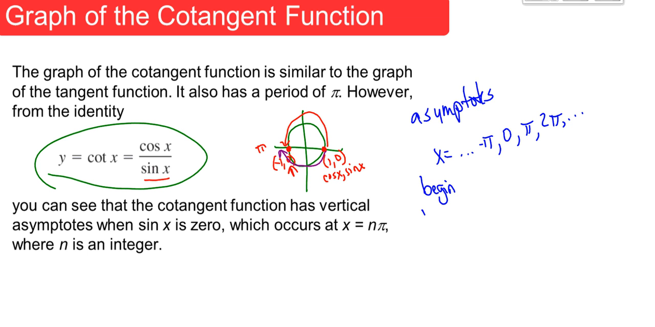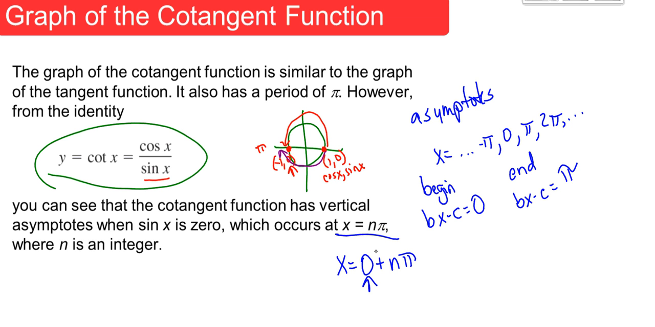And so the beginning is going to be when bx minus c equals 0. And that is also going to have asymptotes at the beginning and the end. And the end is going to be when that bx minus c is equal to pi. Because the asymptotes are going to be at x equals n pi. Sometimes I like to think of that as x equals 0 plus n pi, because I like to list in my head that first one. You don't have to list it, but it just helps me to remember what that looks like as I'm going through it. And then let's do our good graph of this one.